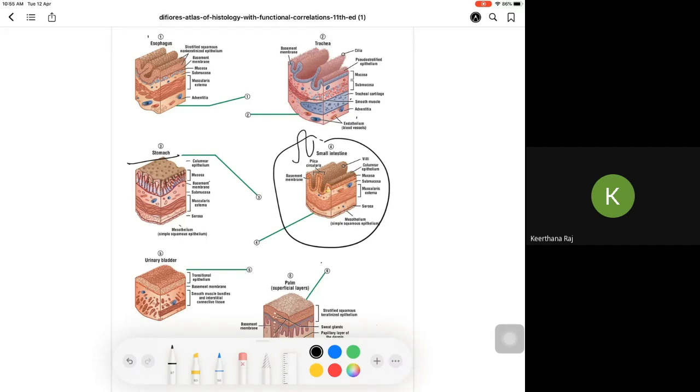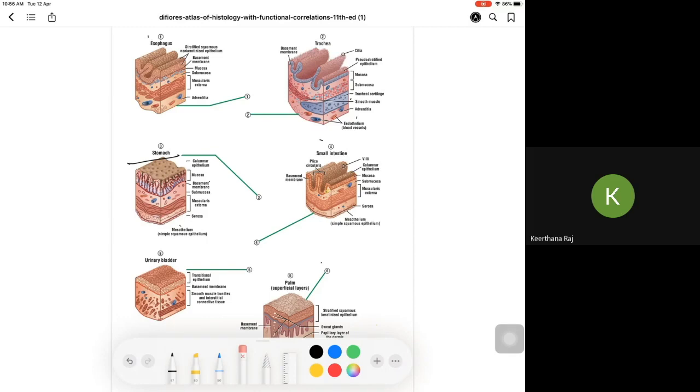Why is it thrown into villi, ma? For absorption. Super. For absorption, we want to increase the surface area. That's why it is. So the minute you see villi, it is small intestine. That you have to understand.